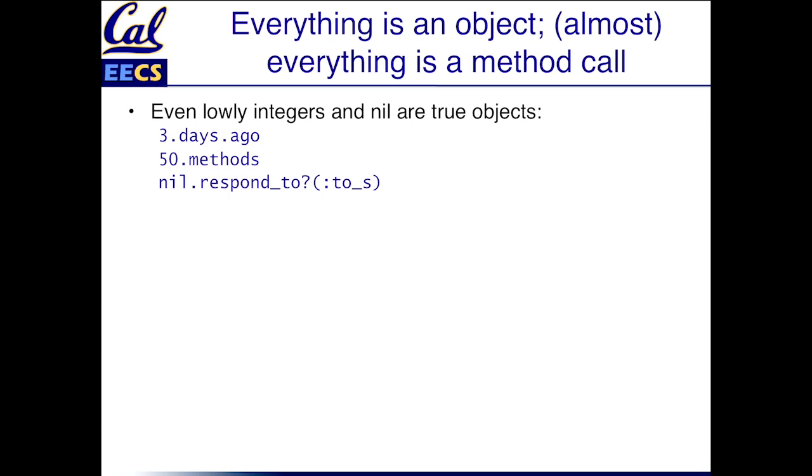So Ruby's dramatic simplification of how to deal with this is to say everything is an object, everything. And the only way you get stuff done is by calling methods on objects. So what does this mean concretely? Well, first of all, even the lowly integer is a true object. That means that you can do things like call methods like days on actual integers.